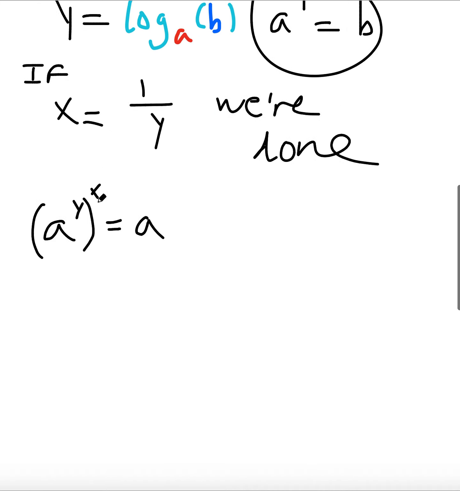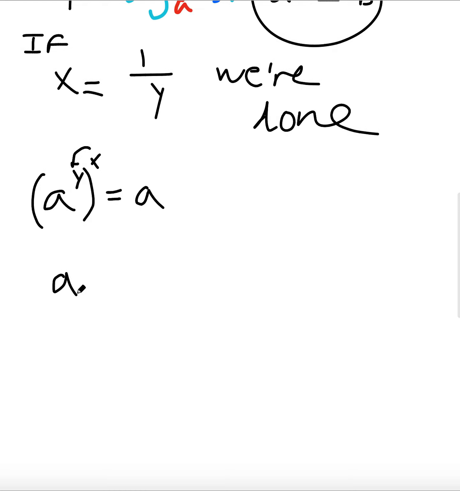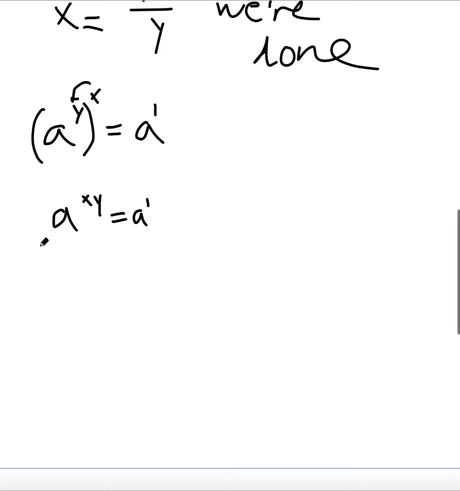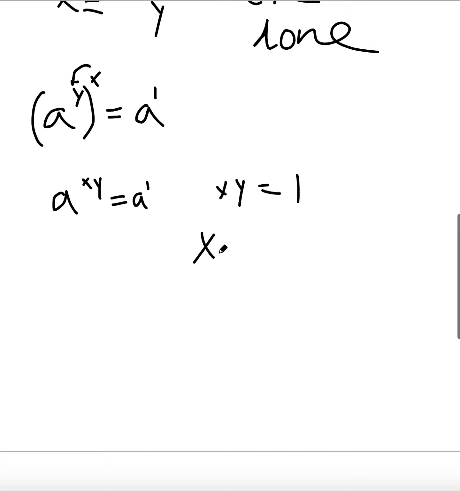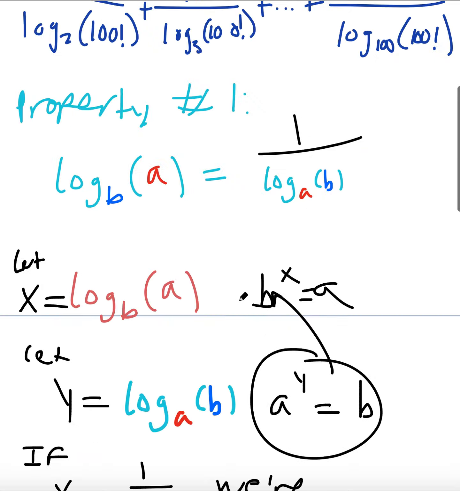Now that means, remember, that when you have an exponent raised to an exponent, it's the same thing as multiplying them together. So you have a to the xy equals a. And just so you know, this here is just a to the power of 1, because it's its own. Now, because these are the same base, you can notice that the exponents must be equal. So xy equals 1, and as a result, you get x equals 1 over y, which is exactly what we wanted to prove. So check, check, we're done.